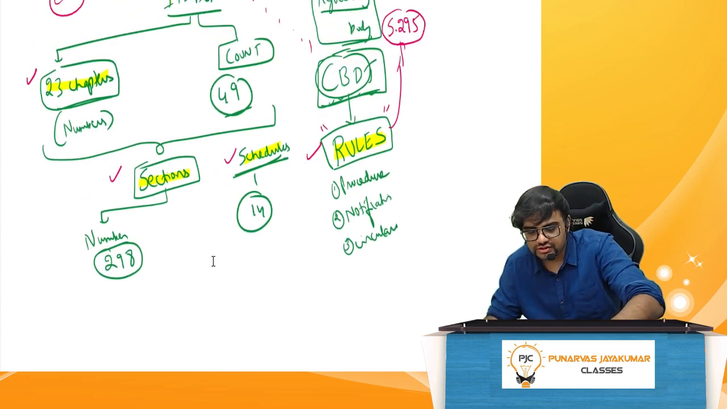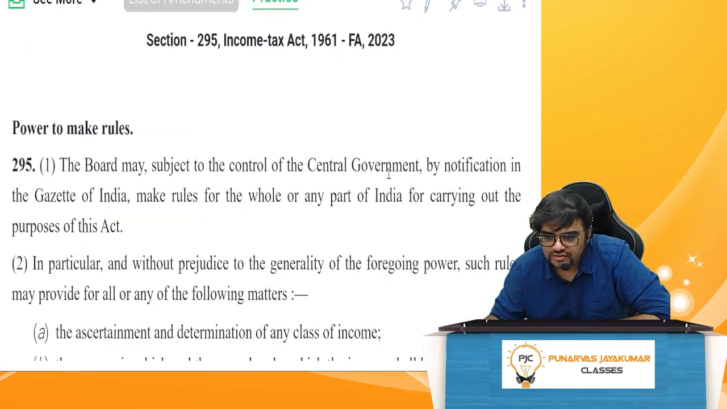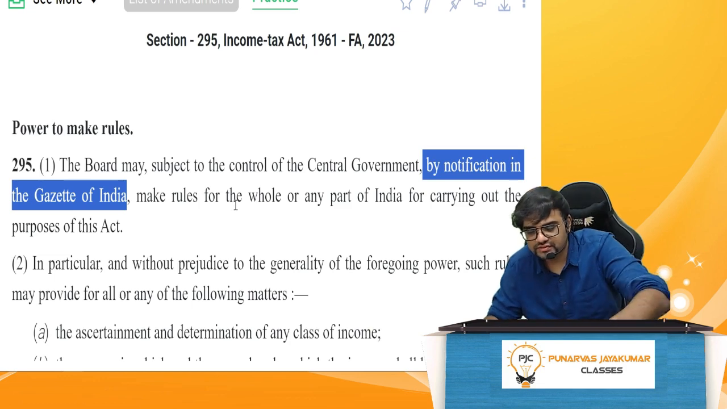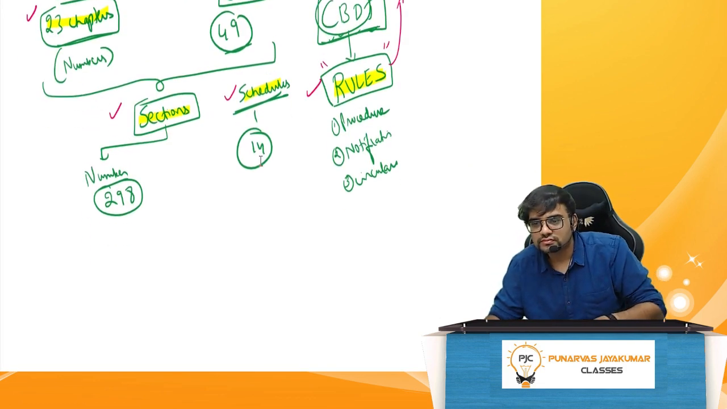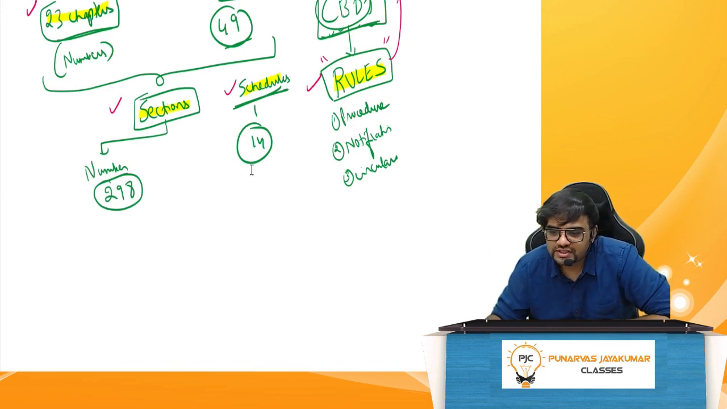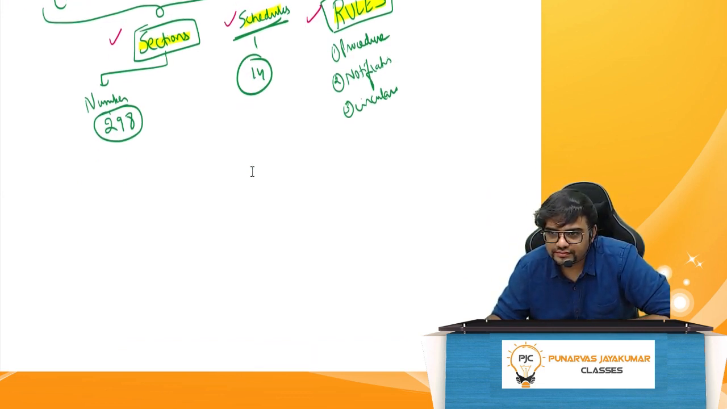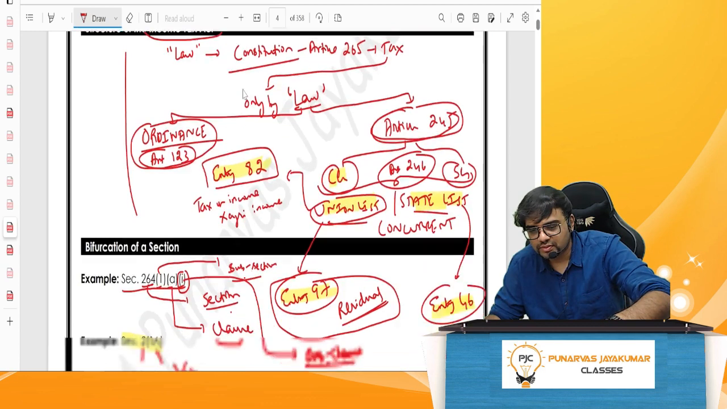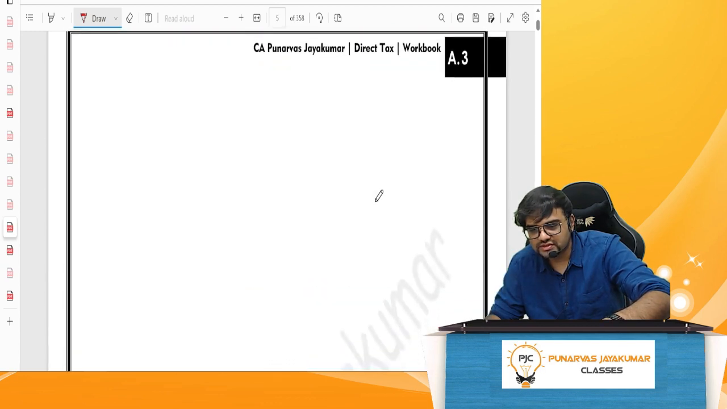If you see here also, in this dialogue, it says by notification in the official gazette. By notification, they can make rules. What do you mean by notification? Notification can be added to the act. Circular may not be. Okay, fine. So you can answer, no problem. There is no wrong answer or right answer. We are all here to learn.